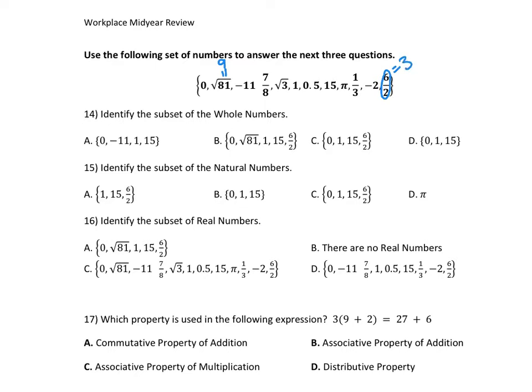All right, so whole numbers are 0 and the counting numbers. So that would be 0, obviously. 9 is a counting number.